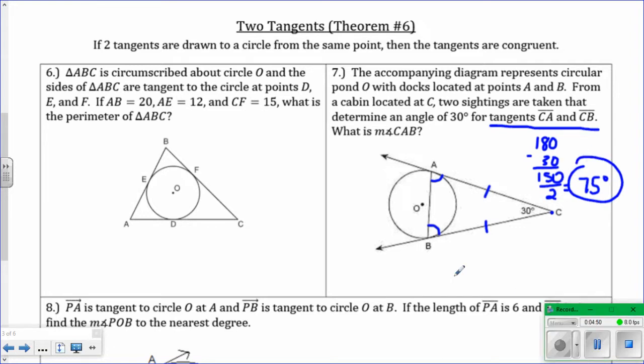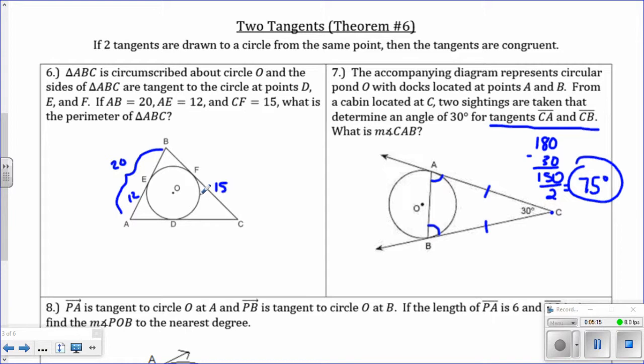All right, let's move on to number 6. We have triangle ABC is circumscribed about circle O. So that means that it's on the outside of the circle, touching it in 3 points, and the sides of triangle ABC are tangent to the circle at points D, E, and F. AB is 20, AE is 12, and CF is 15. What is the perimeter of triangle ABC?